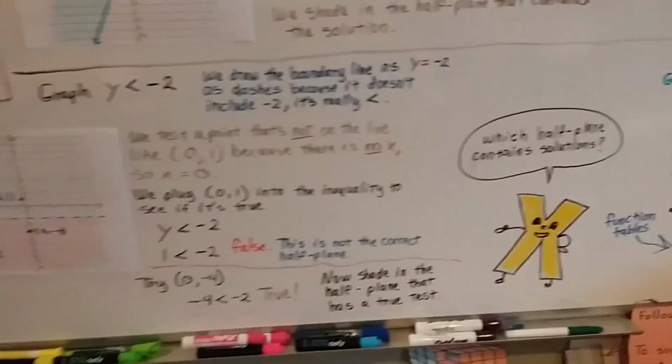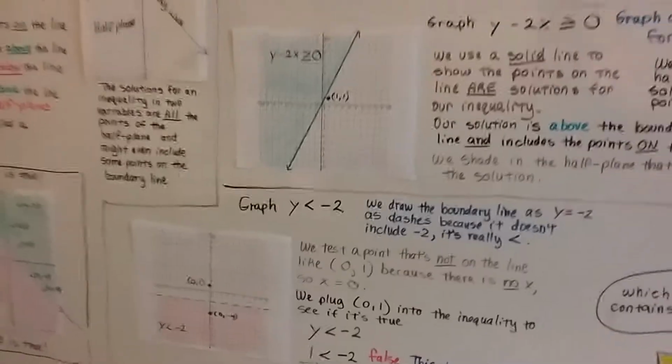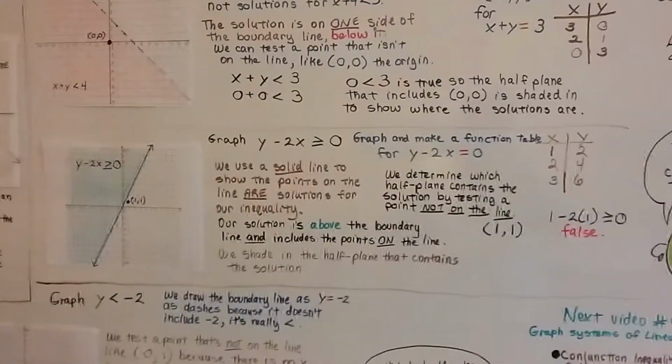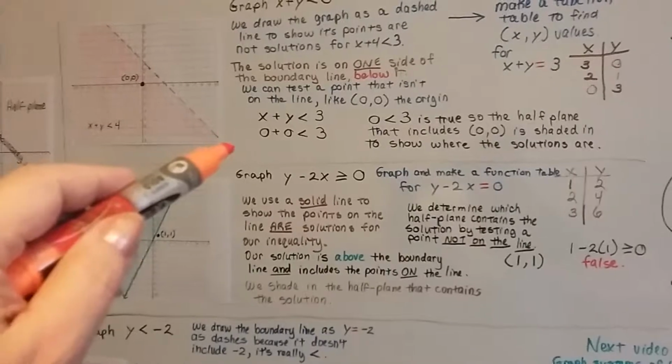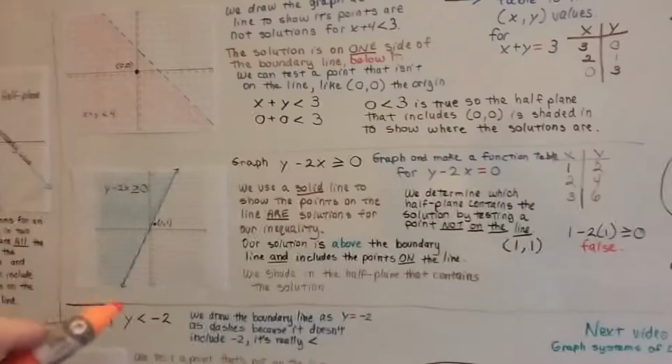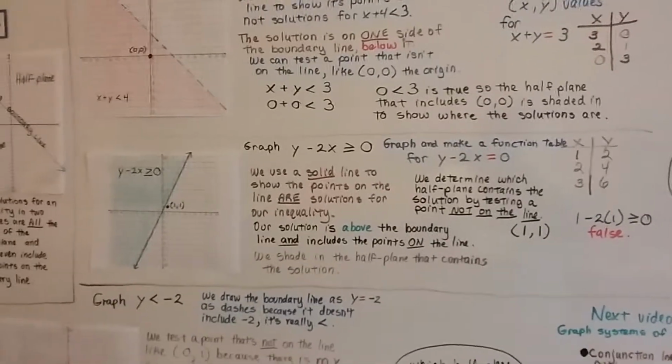All right? So those are boundary lines and half planes, and that's how we can do a dashed line if the answer is not included on the line, or a filled in line if the answer is included because it says or equal to. All right?